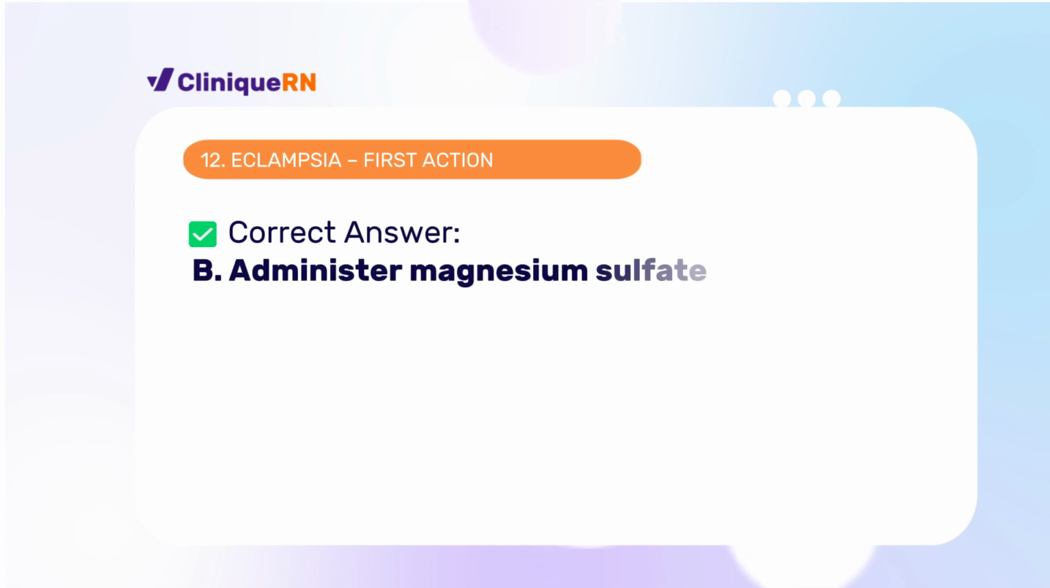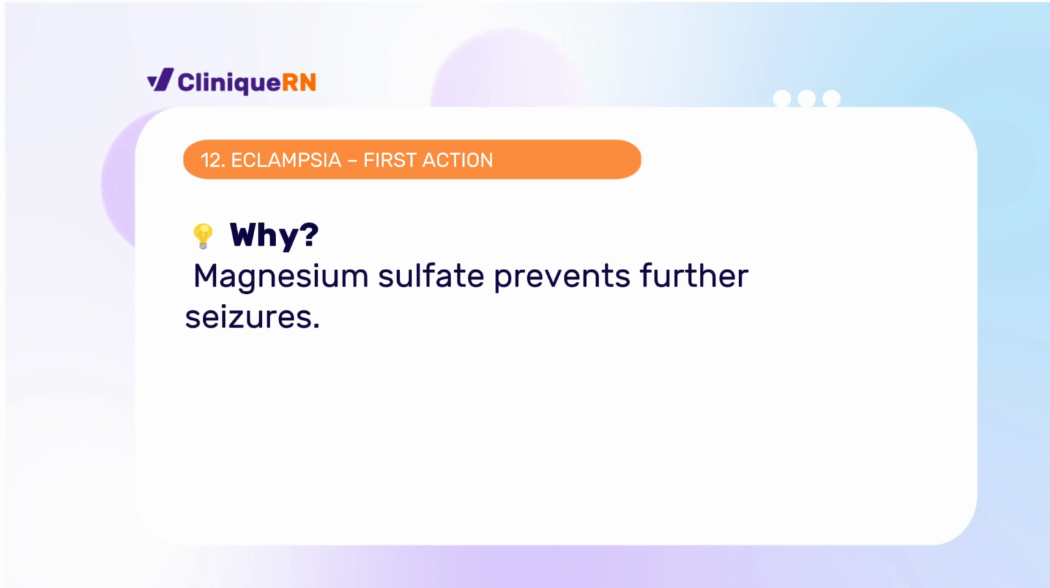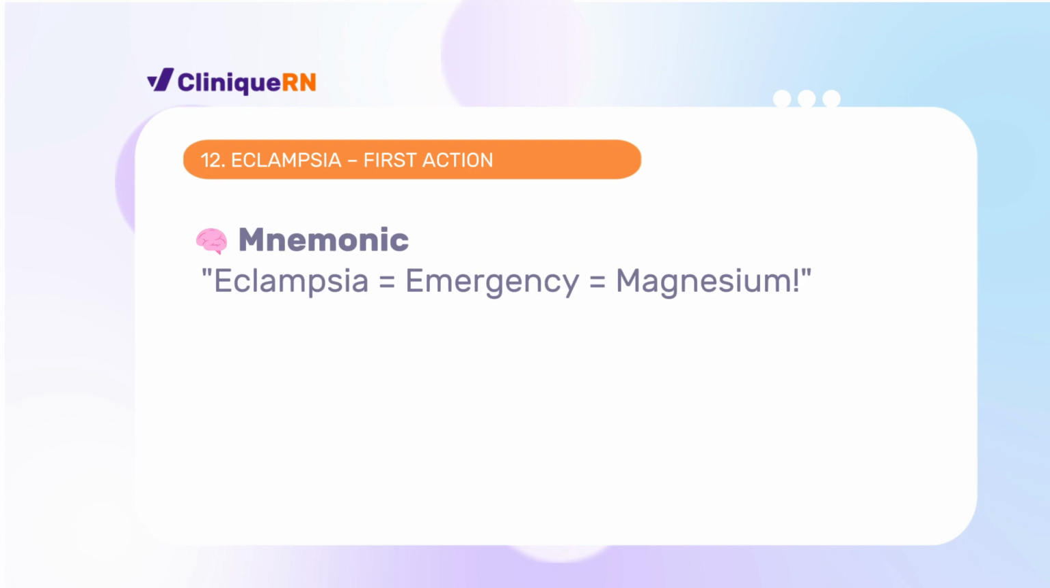Correct answer: B. Administer magnesium sulfate. Why? Magnesium sulfate prevents further seizures. Mnemonic: Eclampsia equals emergency equals magnesium.